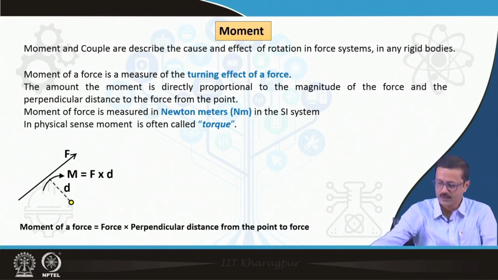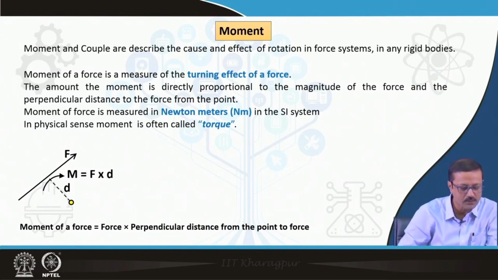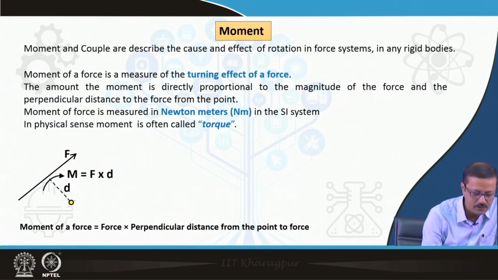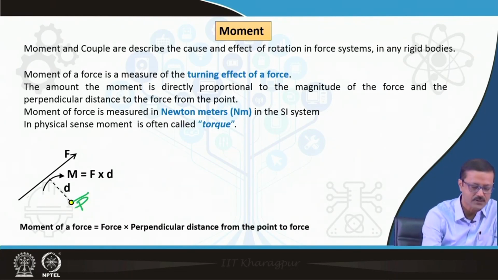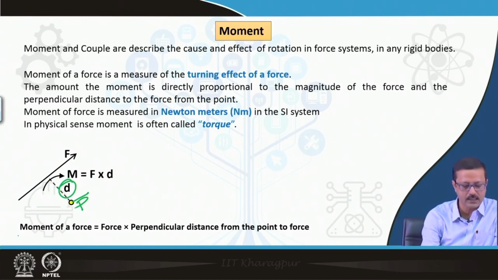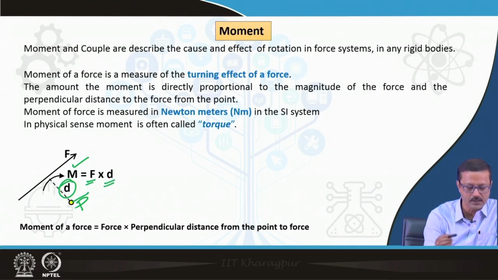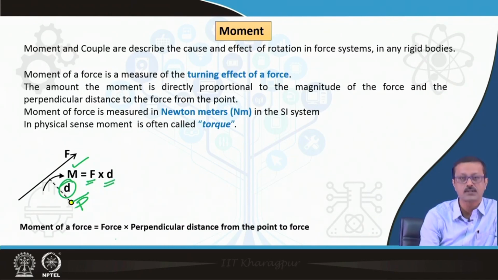Now, see in this particular figure, there is a point P, and the line of action of the force is something like this, F, and the perpendicular distance is D. If this is the scenario, then I can say the moment is the force multiplied by the distance. So, the force is the force, and the line of action of the force I have to identify, and I have to see what is the perpendicular distance from the force.